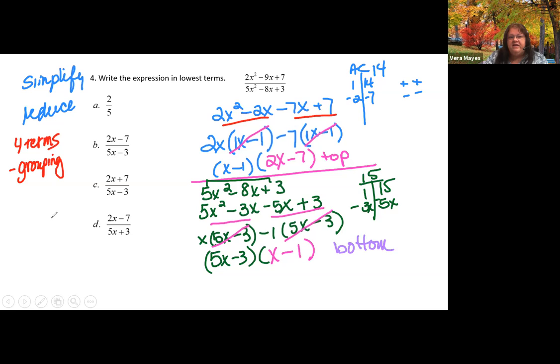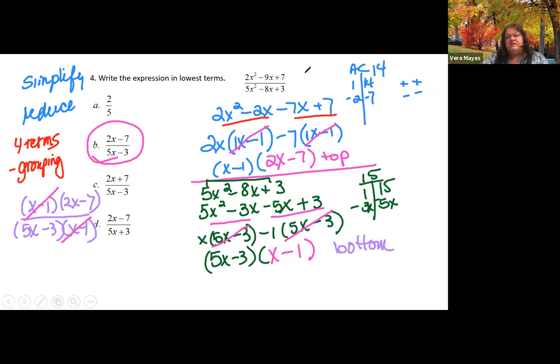It took us a minute to get here, but let's see what we have. On top, we have x minus 1, 2x minus 7. On bottom, we had 5x minus 3 and an x minus 1. And look, there's at least one group that cancels to give us our final answer. So it looks like it's B. So you need to factor the top and you need to factor the bottom.